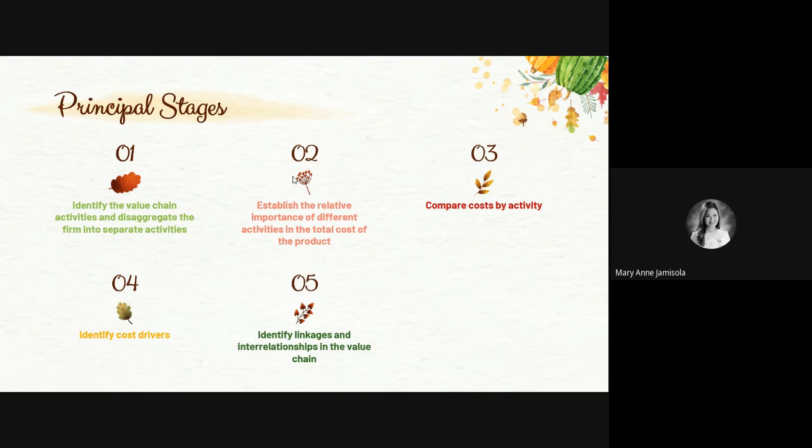The fifth stage is to identify linkages and interrelationships in the value chain. Although competitive advantage arises from one or more sub activities within the primary and support activities comprising the value chain of the company itself, it is important not to think of the value chain merely as a set of independent activities. Rather, it is a system of interdependent activities. Linkages in the value chain, which are relationships between the activities, are very important.